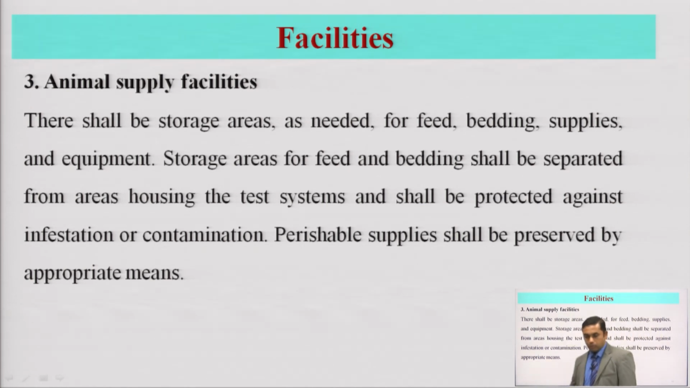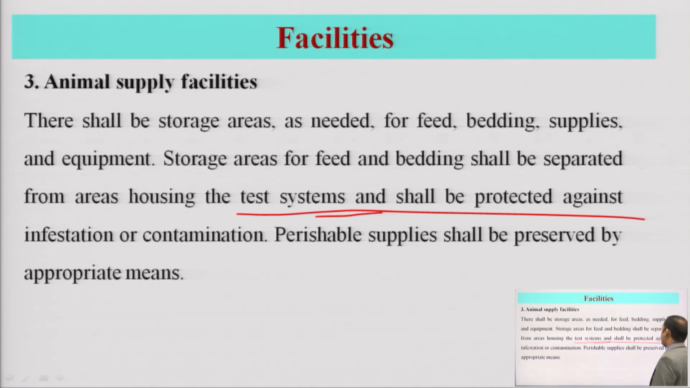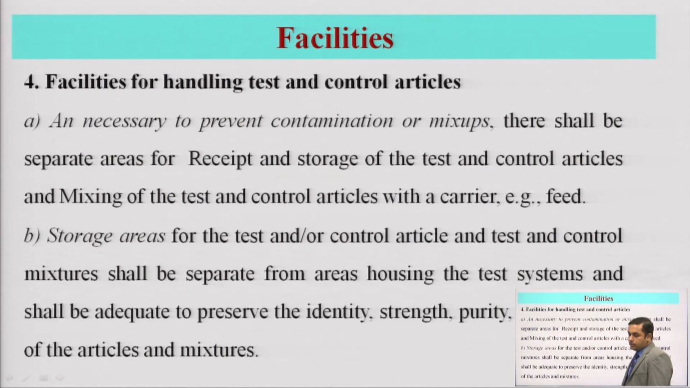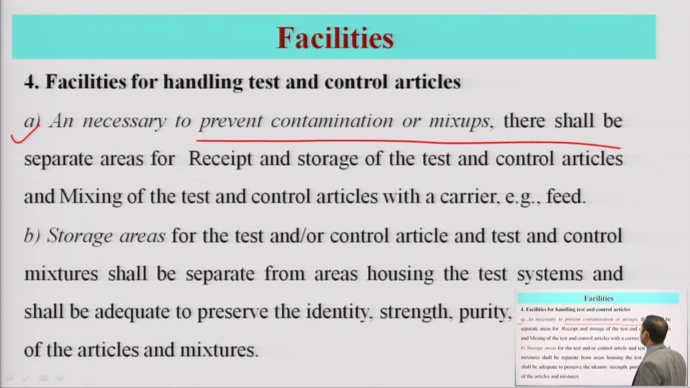Supplies, what are the supplies you will provide? There shall be storage areas as needed for food, that is feed, bedding, supplies and equipment. Storage areas for feed and bedding shall be separated from the areas housing the test system and shall be protected against infestation and contamination, and perishable supplies shall be preserved by appropriate means. And facilities for handling test and control articles are necessary to prevent contamination or mix-up.